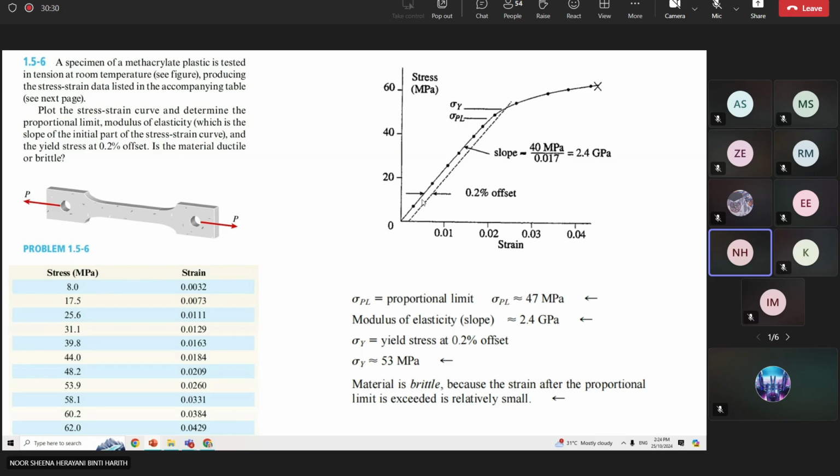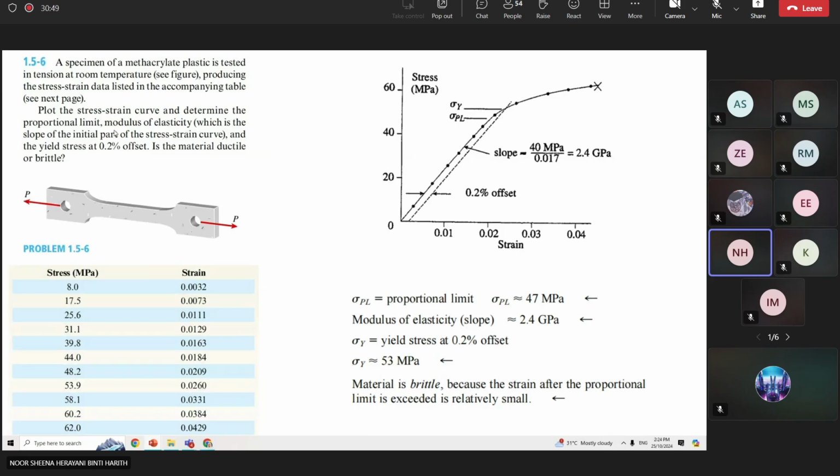If you plot and draw the line through each of these points, you will get this curve until it breaks. This is the point of fracture. So that completes the question on plotting the curve.